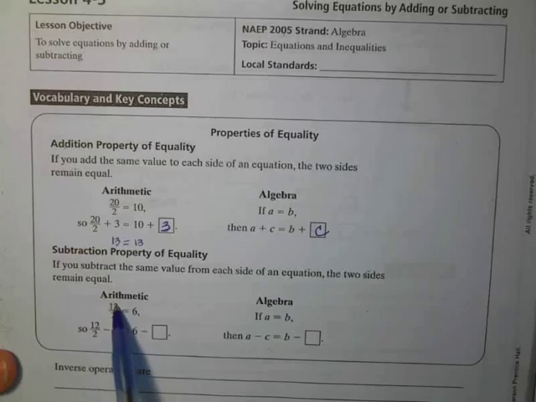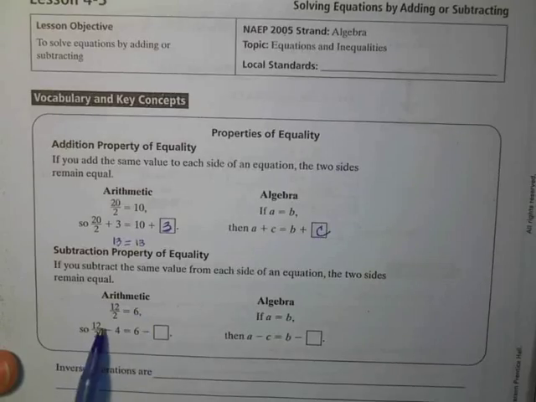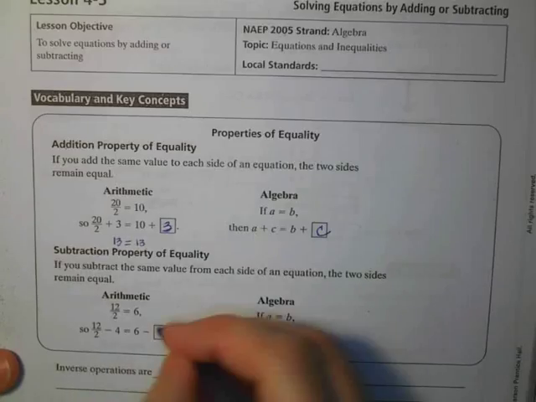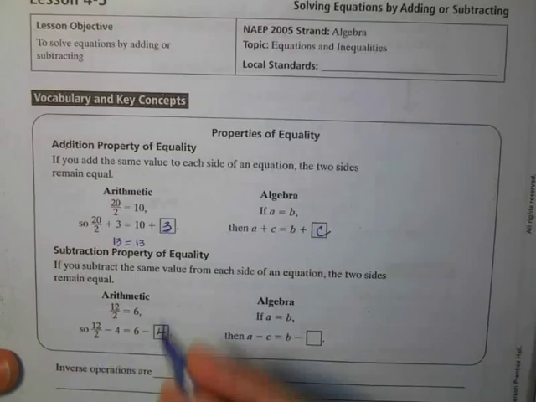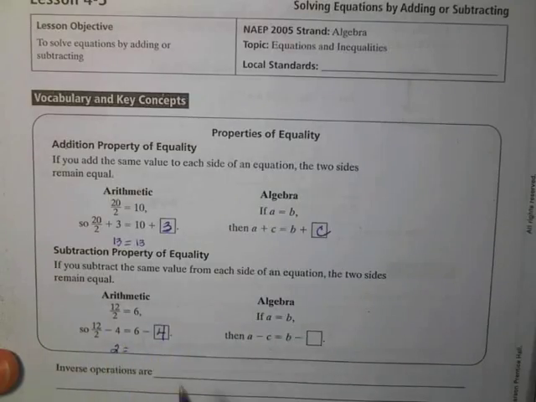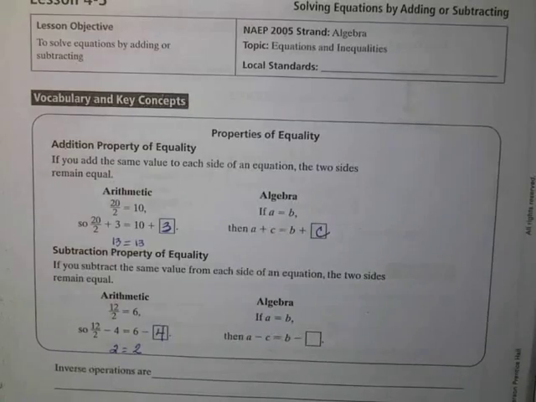Okay, so here again I'm starting out with 12 divided by 2 equals 6. Here I have an equation. So if I want to subtract 4 from the left-hand side of the equation, I need to subtract 4 from the right-hand side as well for them to remain equal. So 12 divided by 2 minus 4, and again 4 is just a number that was chosen at random, equals 6 minus 4. So 12 divided by 2 is 6, minus 4 is 2. So we're going to prove this with our numbers here. 6 minus 4 is 2. So we end up again with an equality that remains, or a true statement.